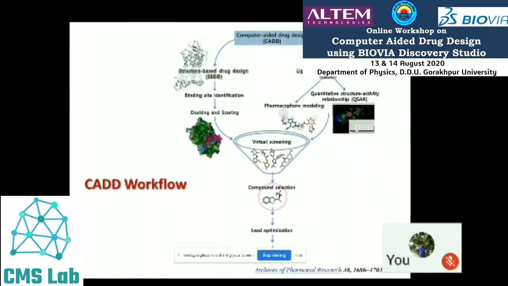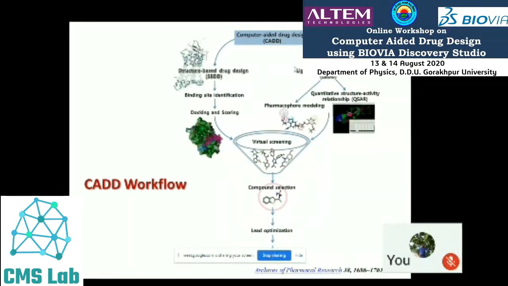If you know the structure, and by structure I mean either a protein or an enzyme, you can go directly to structure-based drug design. In some cases you don't have a structure of a target. In that case, you go for ligand-based drug design.